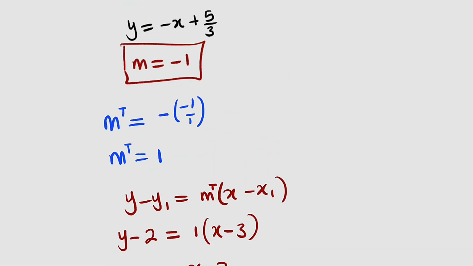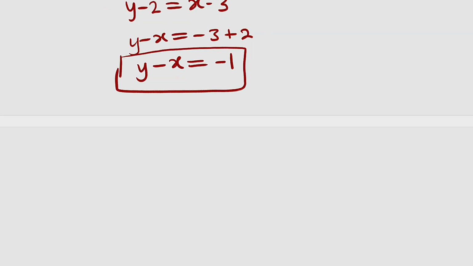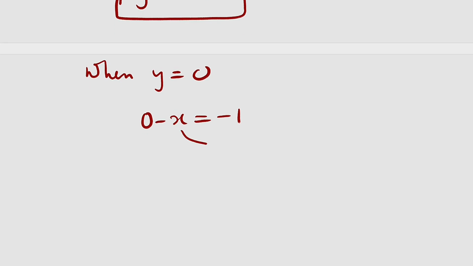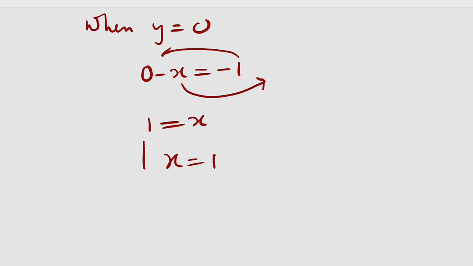But this is not the only question we are asked. The question also proceeds to ask us to find the x-intercept, right? So we want to find the x-intercept, and the x-intercept is just the value of x when y is equal to 0. So when y equals 0, we have 0 minus x equal to negative 1. You take x to the right, bring negative 1 backward. Therefore, we have positive 1 equal to x, which implies that x is equal to 1. So therefore, the x-intercept is equal to 1.